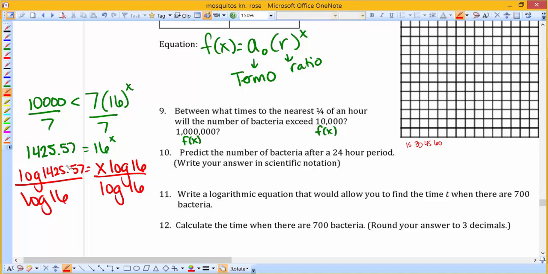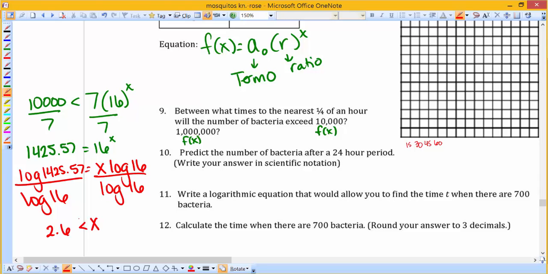So I have this decimal, the 1400, already in my calculator. So I'm going to go log second answer, and then I'm going to divide that by log of 16. And x is going to equal, x has to be greater than 2.6 hours. So you could say between the 2 hours and 45 minutes and the 3 hours is what it would end up being, since it wants it to the quarter of an hour.